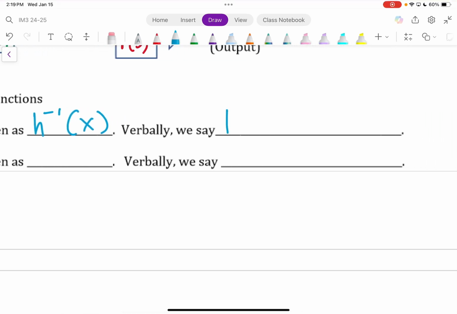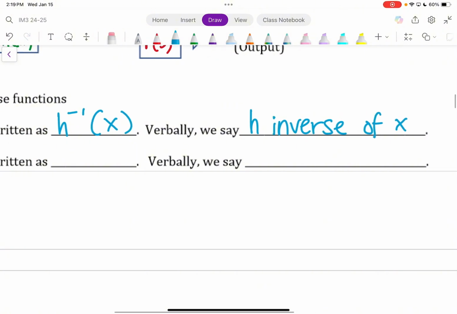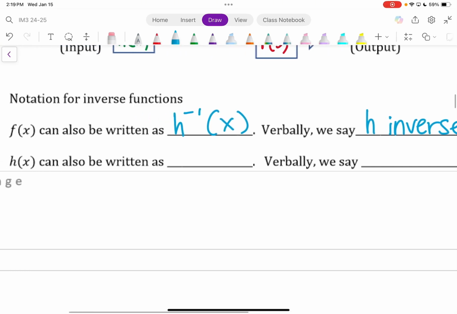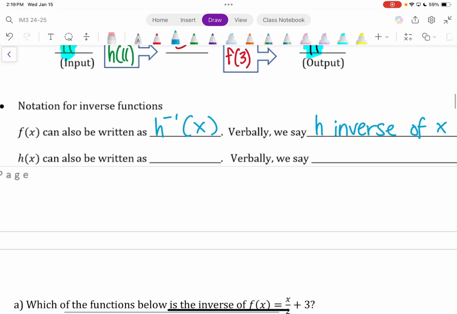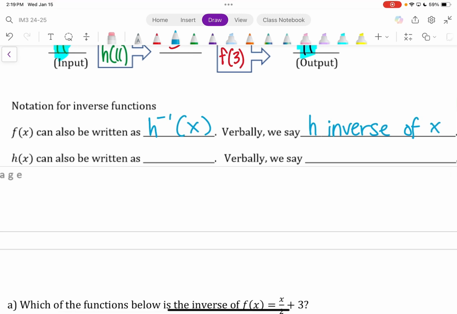Verbally, we would say this is h inverse of x. The little negative 1 means inverse. h inverse of x. Okay? So f can be written as h inverse of x, which means h of x can be written as f inverse of x. And we would say f inverse of x.